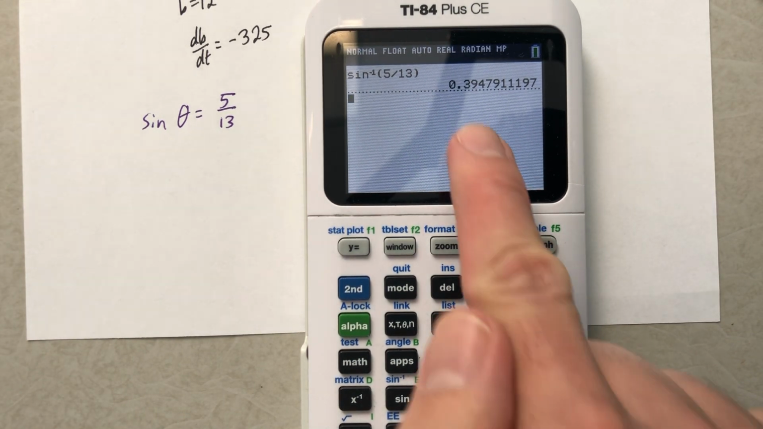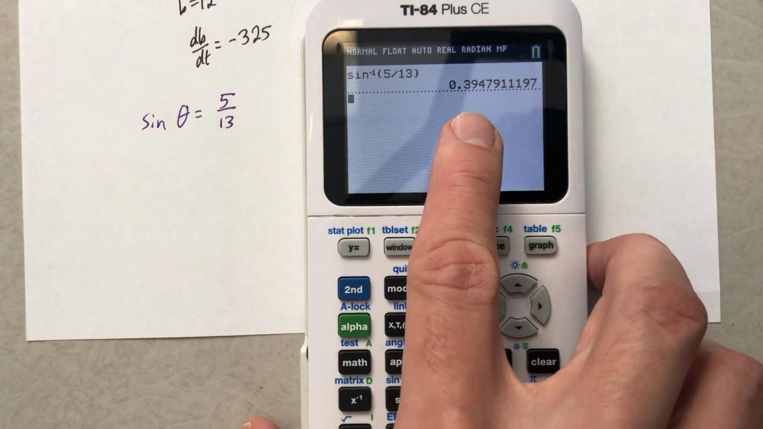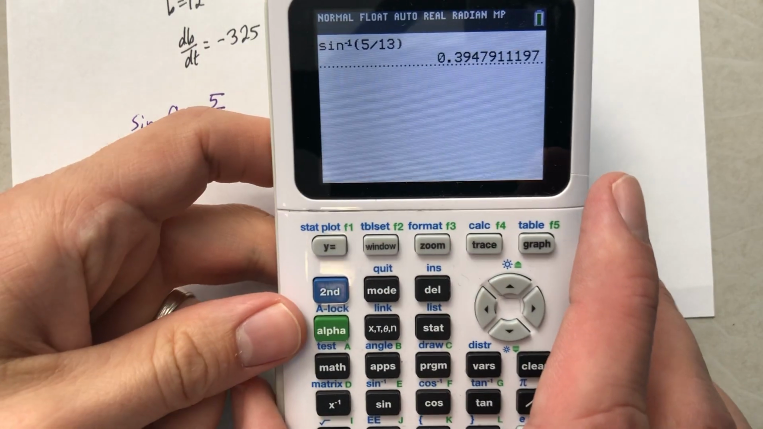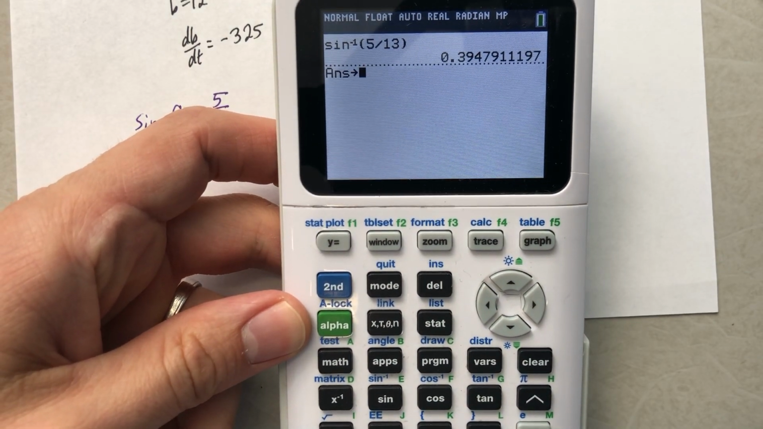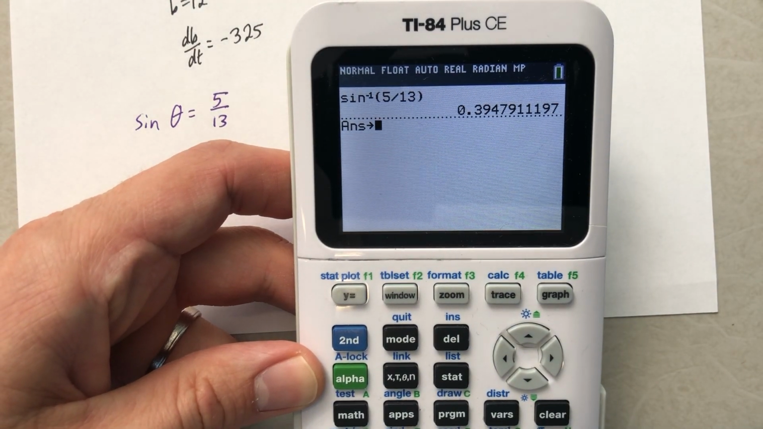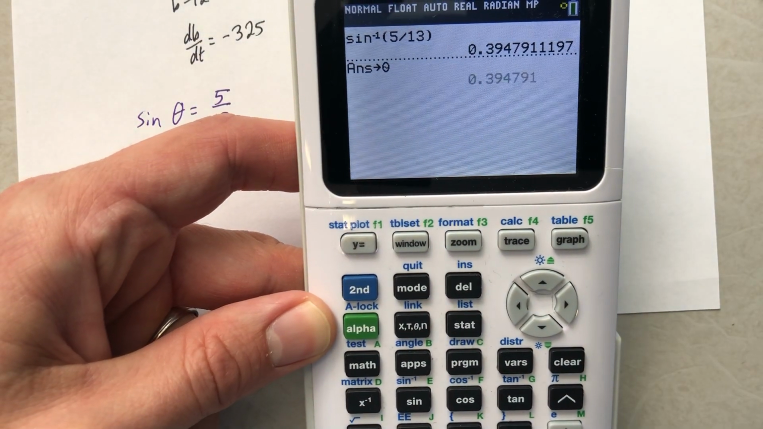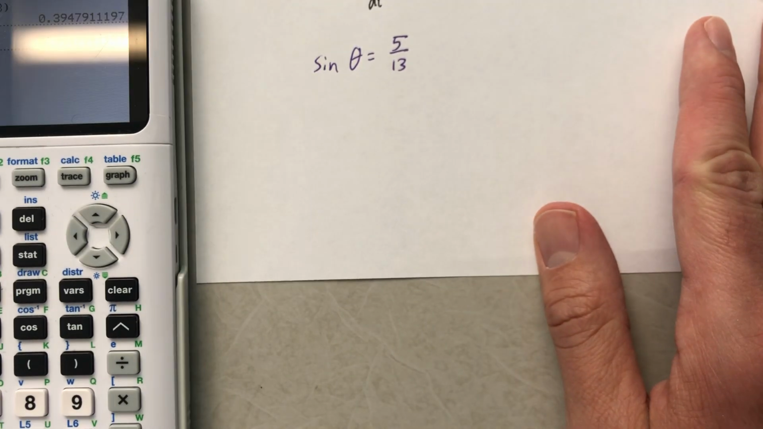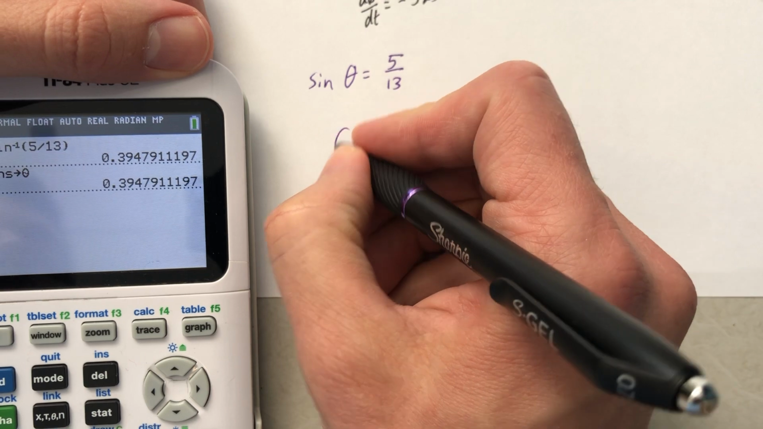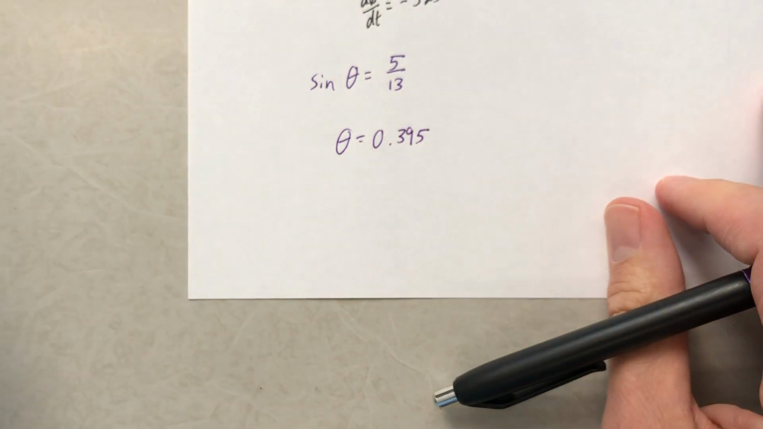This is radians, and we're going to store it, because as we use this in the future, we don't want to round it off too soon and miss some accuracy. We'll press STO, it's above the on button, and go to theta. Theta is the 3, actually, alpha and 3, and now it is stored. I'm going to write it on paper, but as I move forward with my computations, I'm going to use what my calculator got. So theta is 0.395.